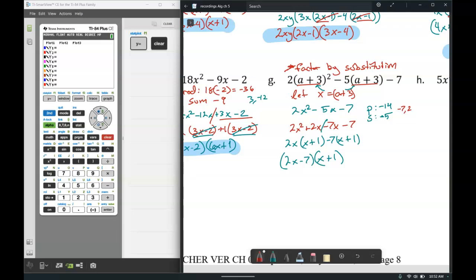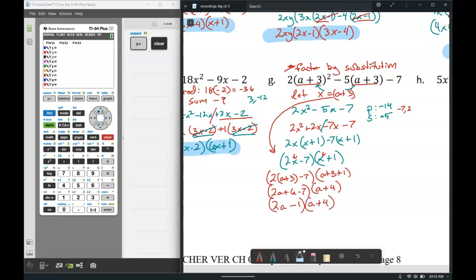So now that it's factored, what we can do is substitute a plus 3 back in for x. So we're going to replace this x and this x with a plus 3. We'll have 2 times a plus 3 minus 7, and we'll have a plus 3 plus 1. We apply our distributive property, combine like terms, and now we have our trinomial factored completely with the correct variables.